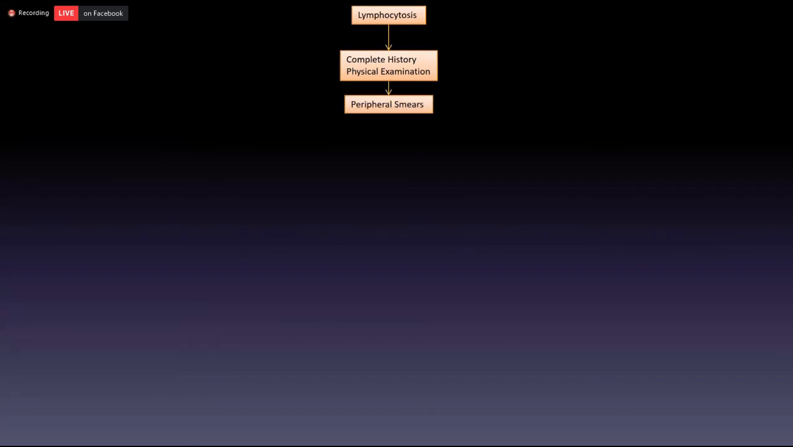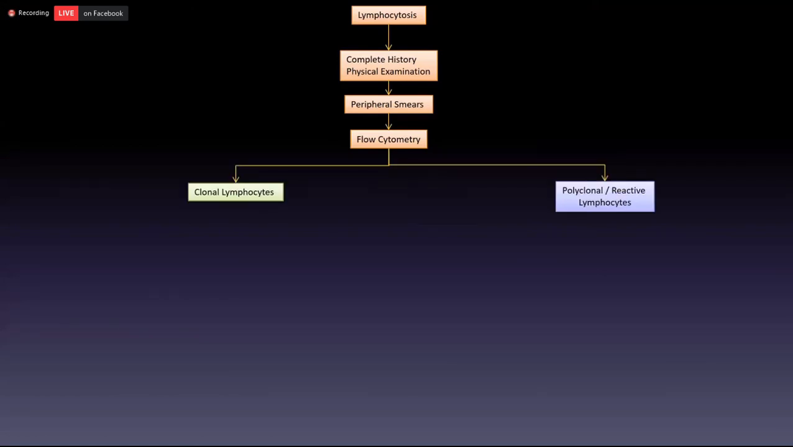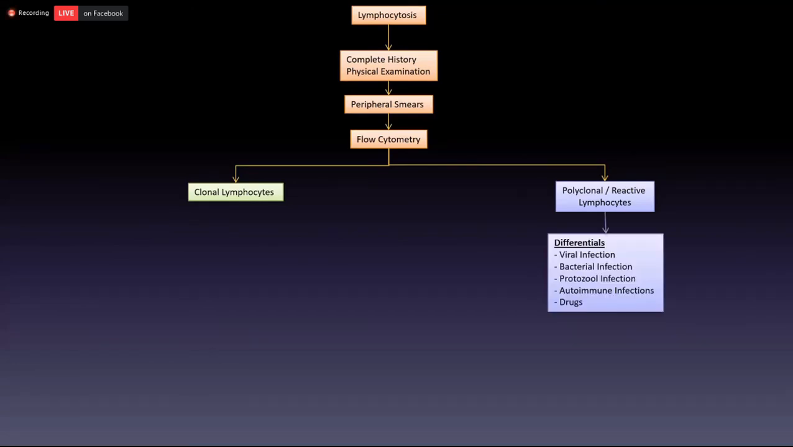So the next is you see the cells under the microscope, and then you order flow cytometry. Flow cytometry will bifurcate it into either clonal lymphocytosis or reactive lymphocytosis. Among the reactive lymphocytosis, you raise a differential diagnosis of viral, bacterial, protozoal, autoimmune infections, drugs, etc., and with the help of good clinical history and specific testing, you come up with a diagnosis. And this diagnosis is managed accordingly.